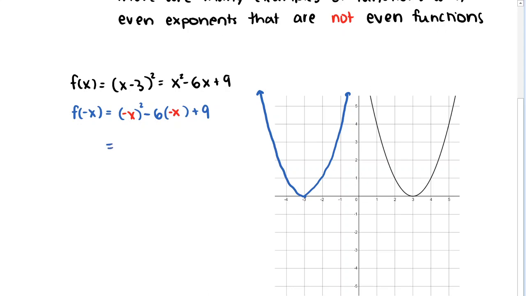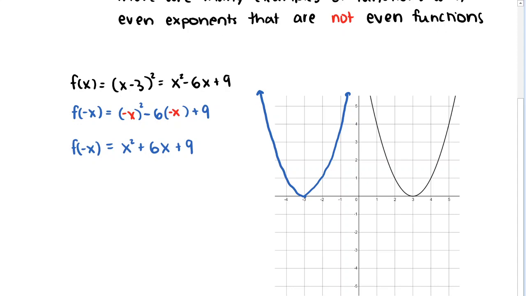What we get out is, if I square negative x, I have negative x times negative x, that's the same as positive x squared. I have negative 6 times negative x, that's the same as positive 6x. And then I have this 9 added on at the end of the day. This is really the same as f of negative x. That's what f of negative x is.